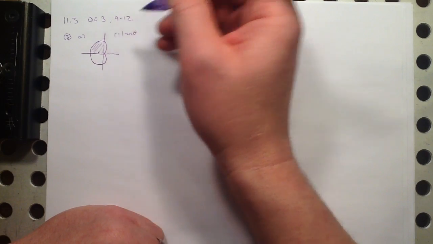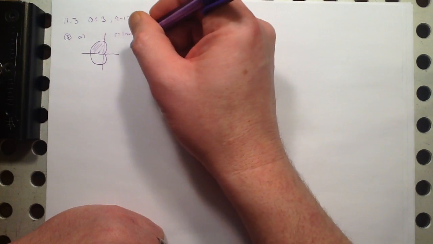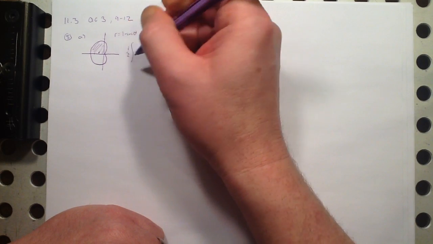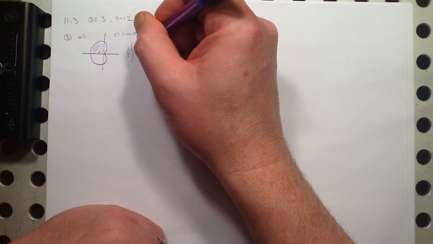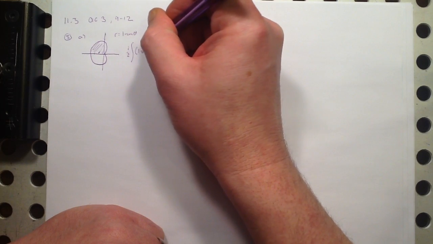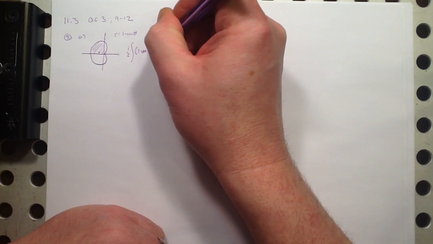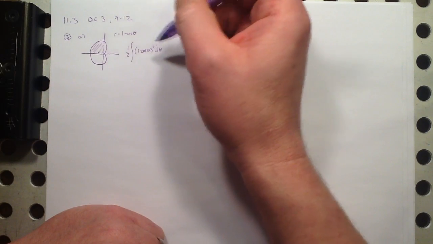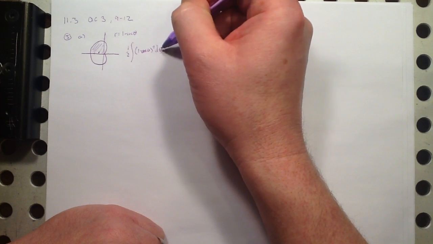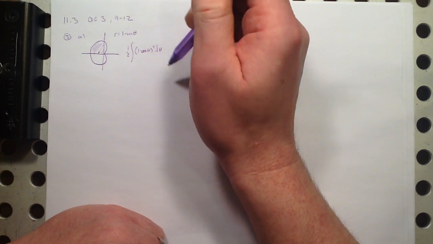Okay, so what we need to do, we know that the area inside a polar curve is the integral of 1/2 times r squared d theta. That's maybe not a bad time to just remind you that it's important to write those d whatever at the end of your integrals. Don't be lazy and leave those off.